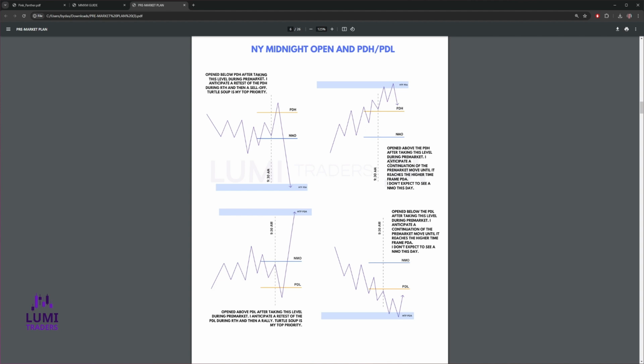Here's another example, the second example, of how I use New York midnight open and previous day high, previous day low level. Okay, the market opens above previous day high level after taking this level during pre-market, before market open. So we opened right here, above previous day high level, but this level was already taken before market open. At this point, I anticipate continuation of the pre-market move, meaning continuation higher until we reach a high time frame PD array. In this case, high time frame premium array. I don't expect to see New York midnight open this day. I don't expect to see this level until 11 a.m.